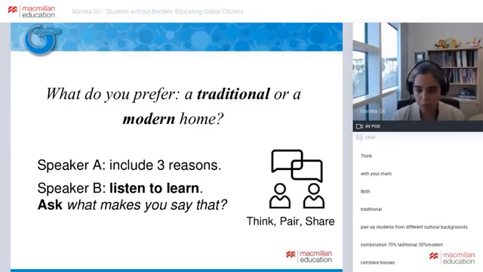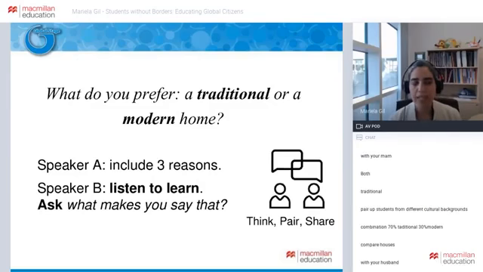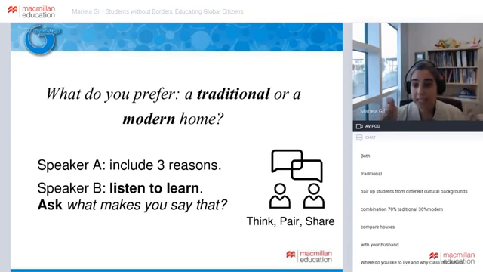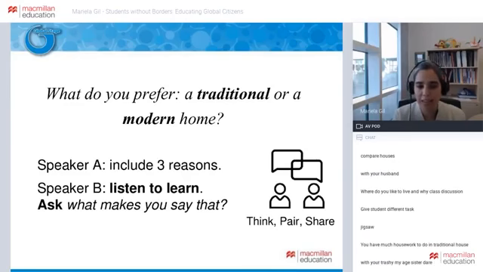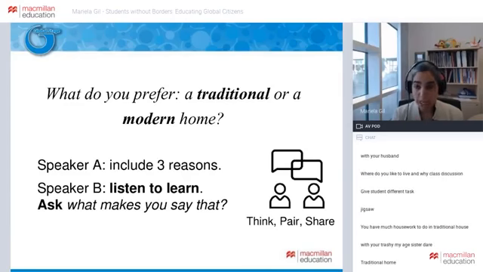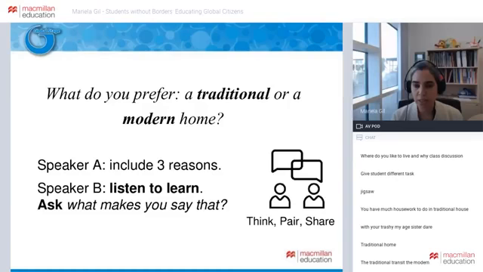These are the things I like about a modern home. They can explain that. Now, speaker B, this is the twist. Speaker B, they're not just listening to be polite, they're listening to learn. You can ask your students to listen in order to learn more about speaker A. And one way in which you can help them listen to learn is by having them ask the question, what makes you say that? What makes you say that is a very good question.